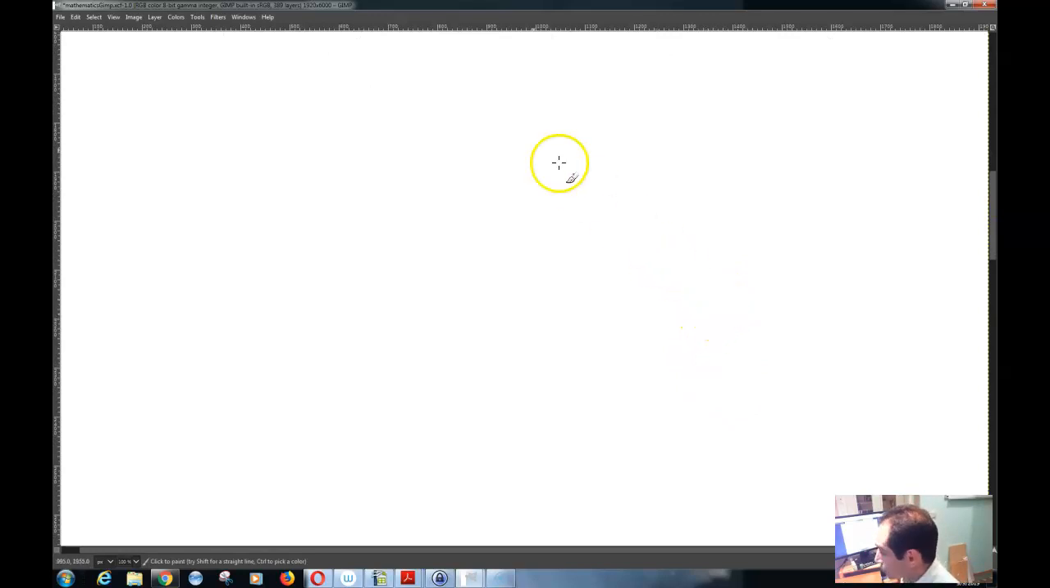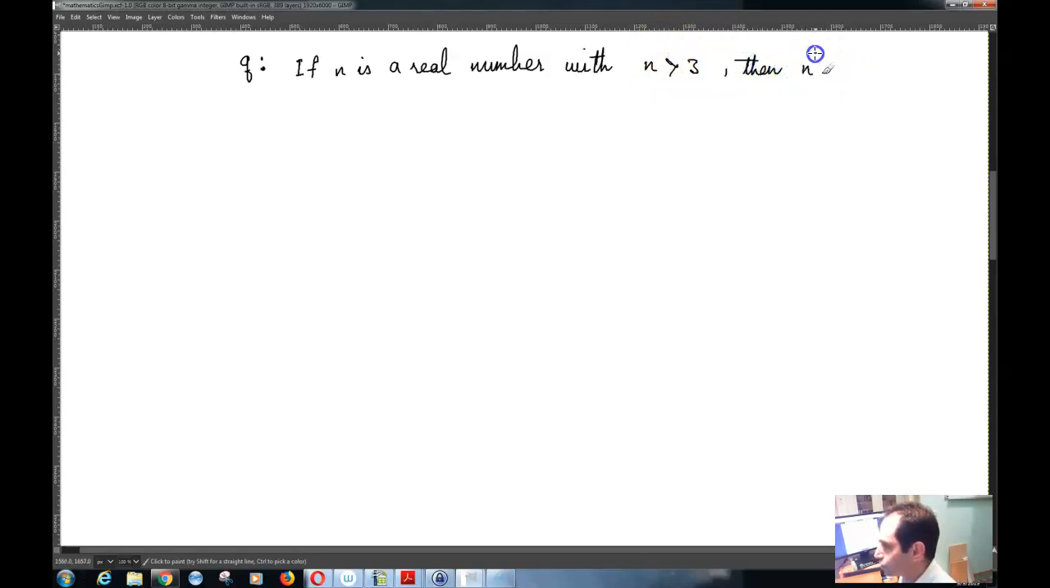Now, the second part of this question is basically a statement that says if n is a real number with n greater than 3, then n squared is greater than 9. This is the statement to prove by contradiction.